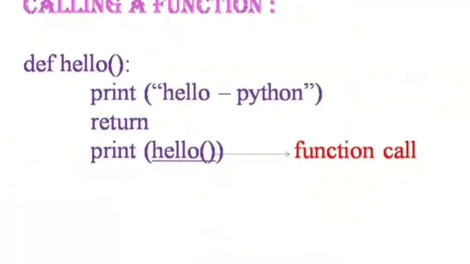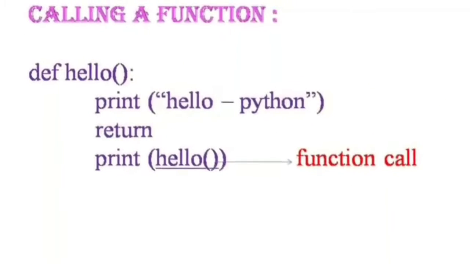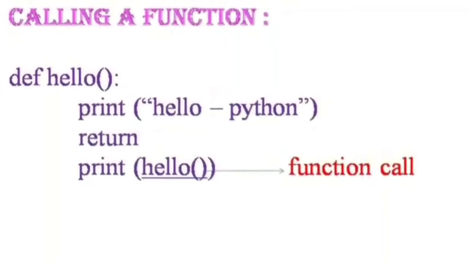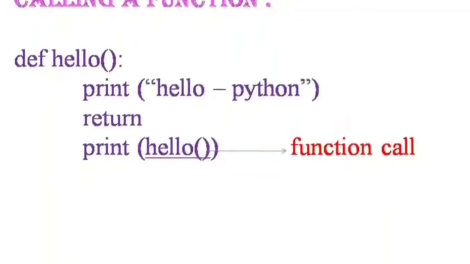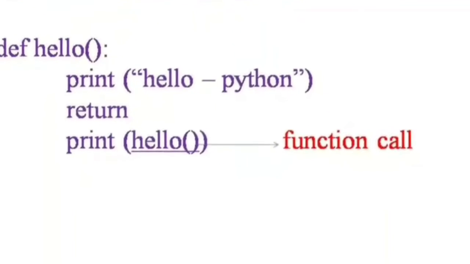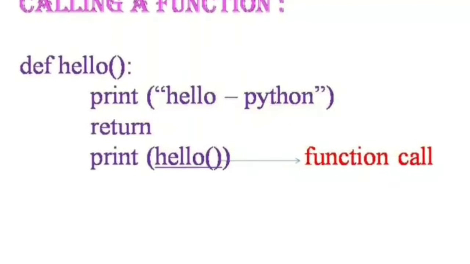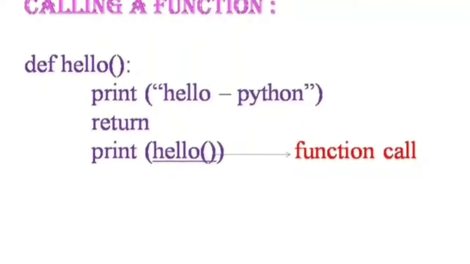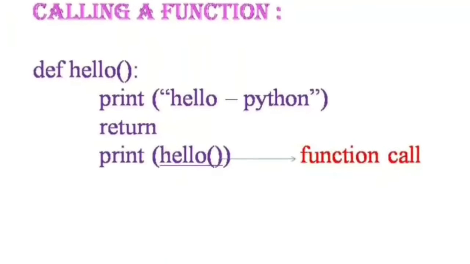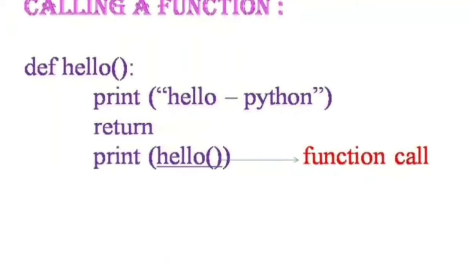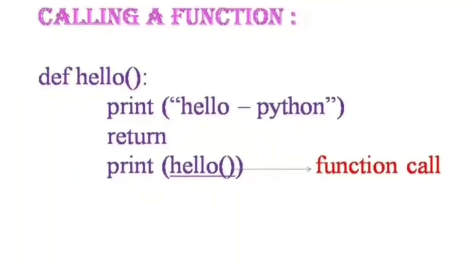Now let us see this example. Here def hello is the defining function. Print hello open close bracket is the function call. So this program has one statement and returns null value. When you execute this program, hello Python will be displayed and None will be displayed.